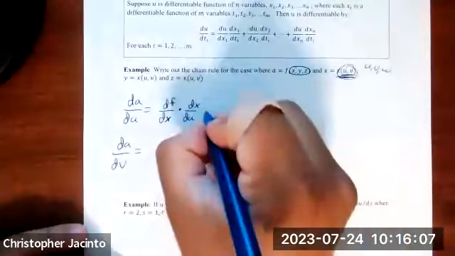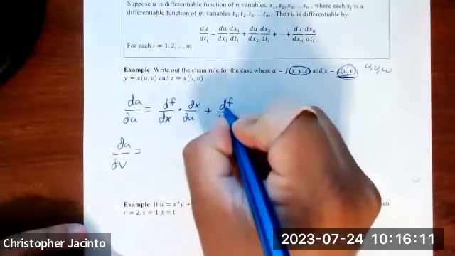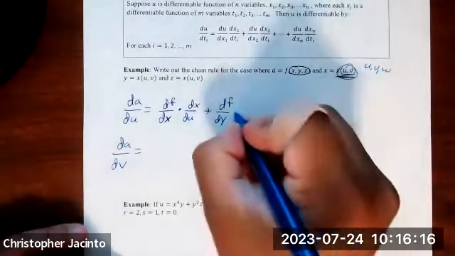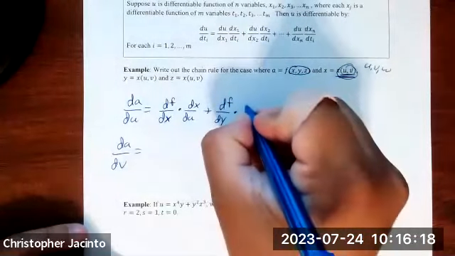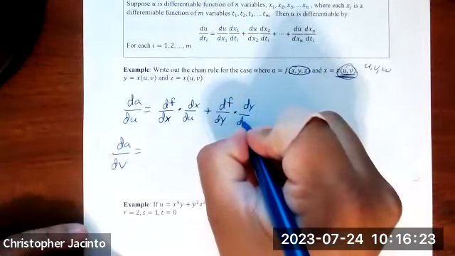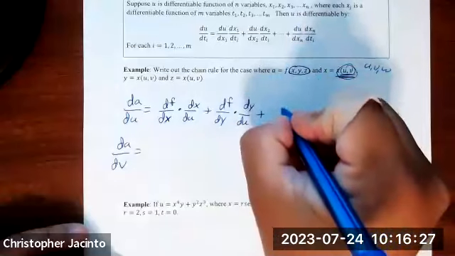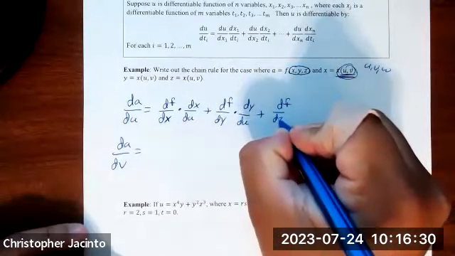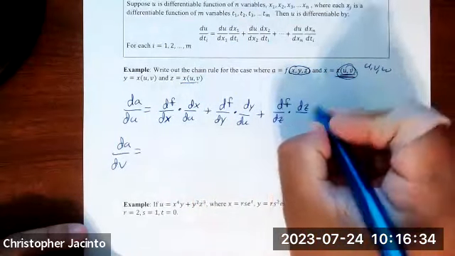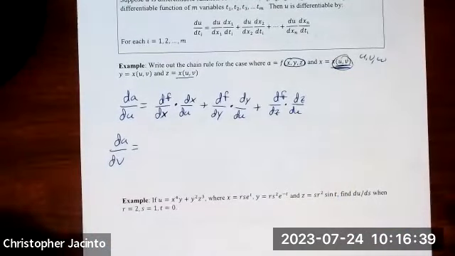So this is all of the x variables plus df/dy, the partial derivative of y times dy/du, plus, and now we finally do the z's, df/dz times dz/du. And there we go. We're done with that one.